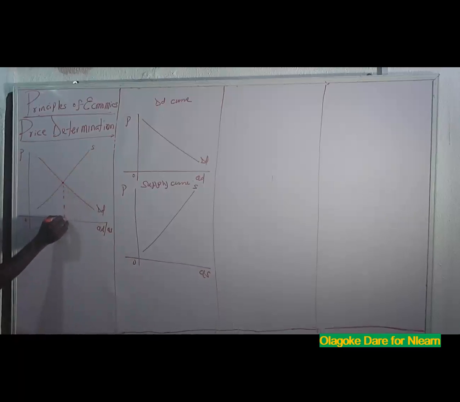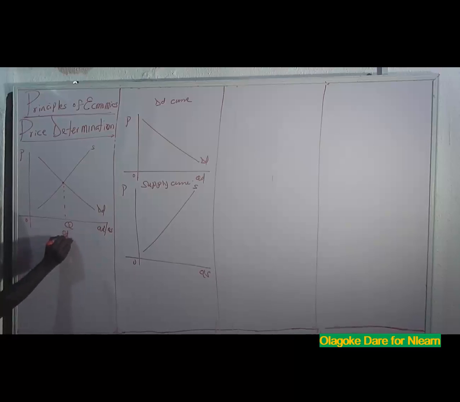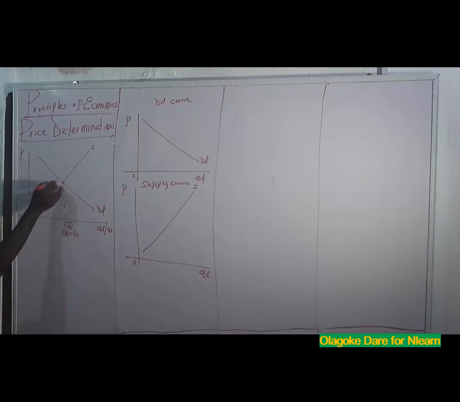I'll trace it down. Yes, my equilibrium quantity. At this quantity, my quantity demanded is equal to quantity supplied. I'll trace it across, and I have my equilibrium price. So here is my equilibrium point.